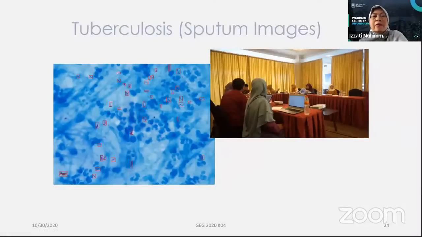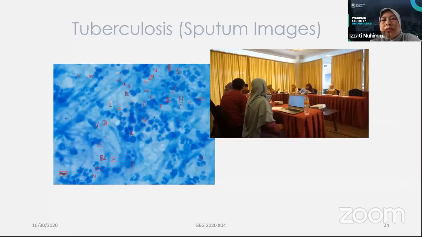The current project that we have done, the publication is still in press, so we cannot put the publication up, but we've been asked to identify the mycobacteria of tuberculosis. Yeah, this image is different from the previous one.